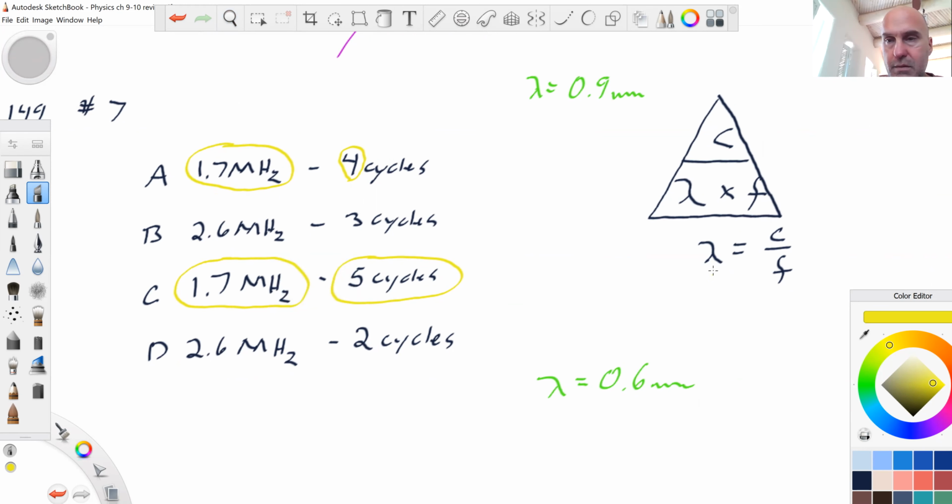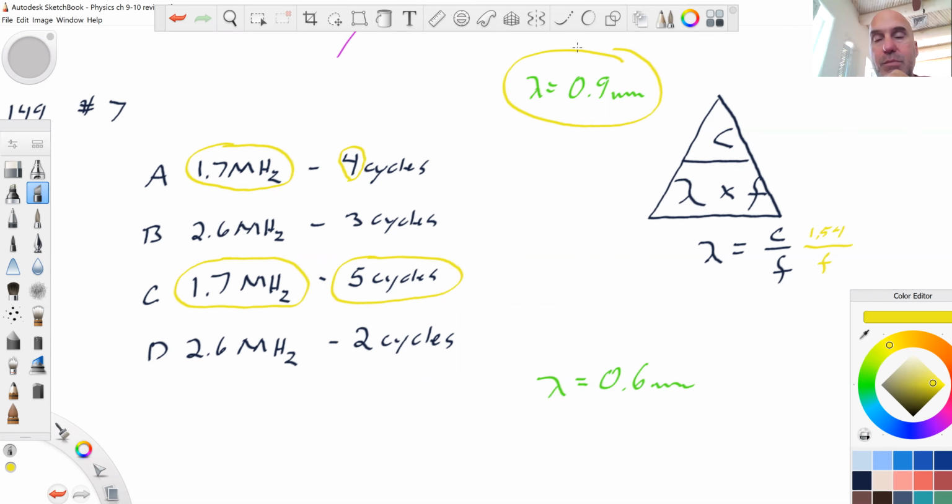Wavelength is the speed of sound, 1.54 millimeters per microsecond, divided by the frequency. So in the case of 1.7 megahertz, it actually turns out to be a wavelength of 0.9 millimeters. Right off the bat, you have poor resolution.